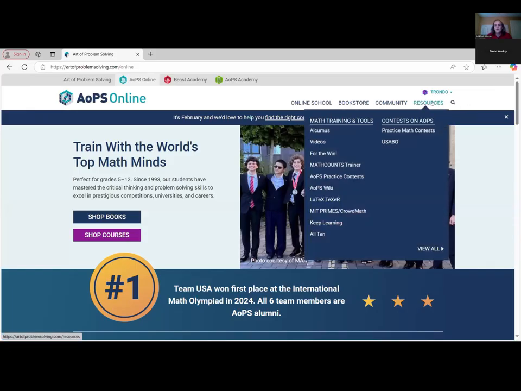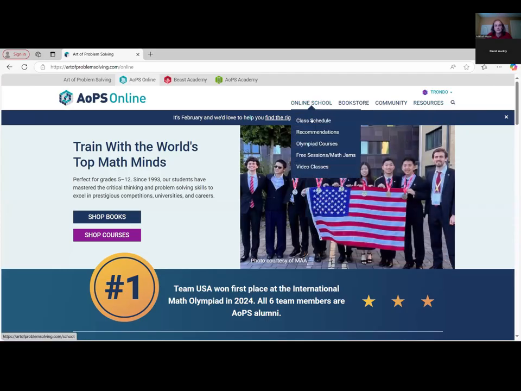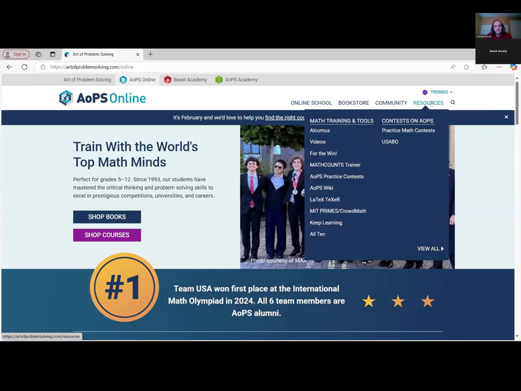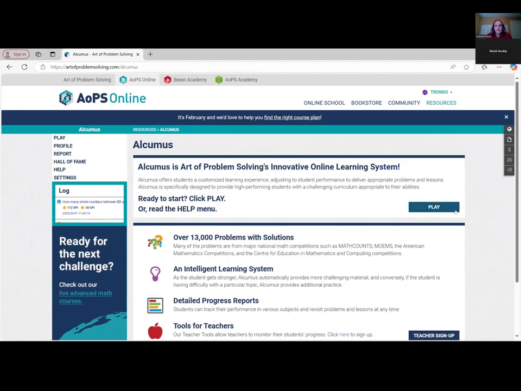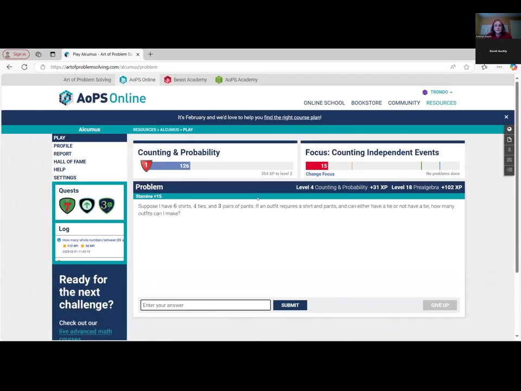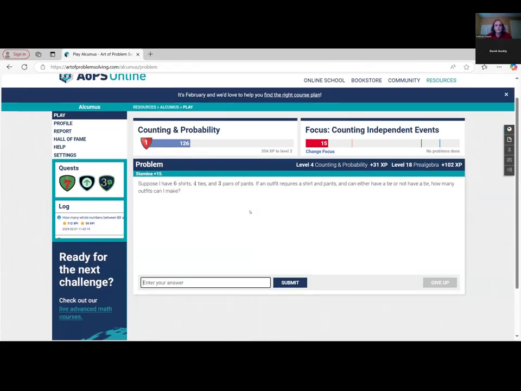So there is an online school and there are some classes, but they are a little bit expensive. They are very good though. But the free part here is Alcumus. And well, let's play. There is a huge number of problems here on various different topics, and it's kind of interactive. Well, it's adaptive, so it gives you a harder problem next time and such.